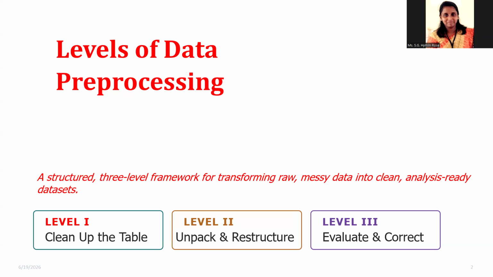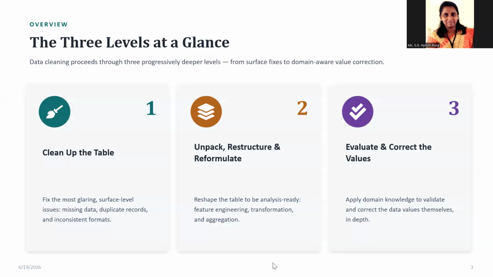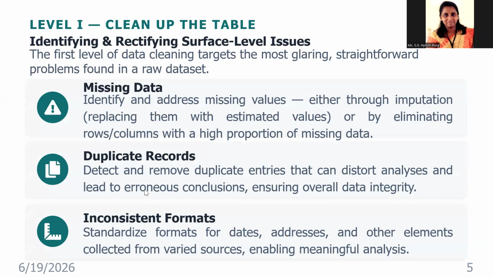So first is level 1. Level 1 indicates clean up the table. In short, it fixes the most glaring surface-level issues like missing data, duplicate records, and inconsistent formats. So what is clean up the table? It identifies and rectifies surface-level issues, so the most glaring, straightforward problems found in the data set can be cleared out.